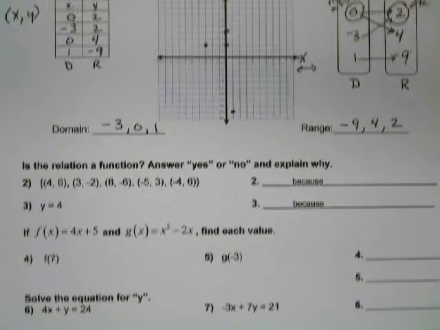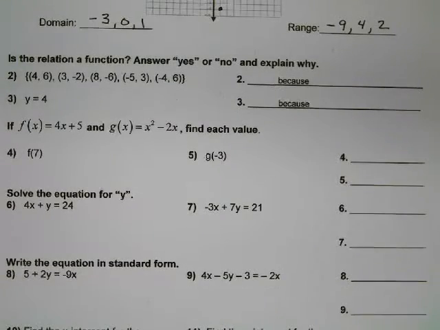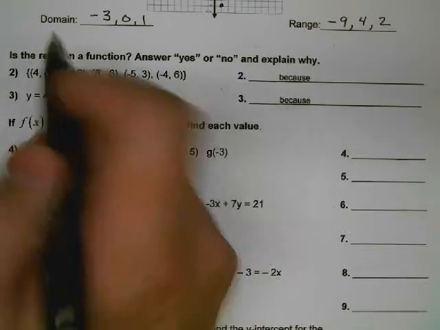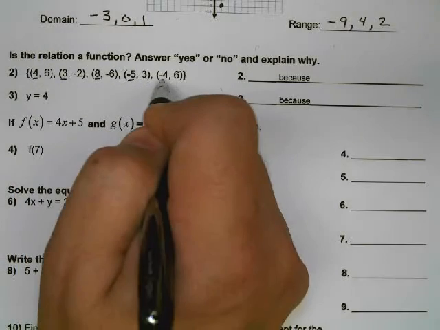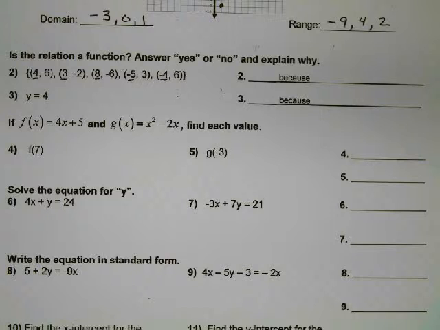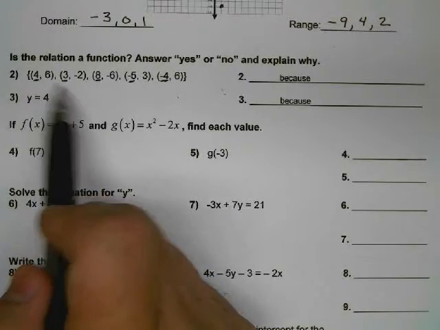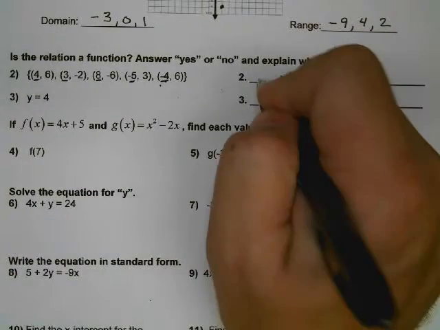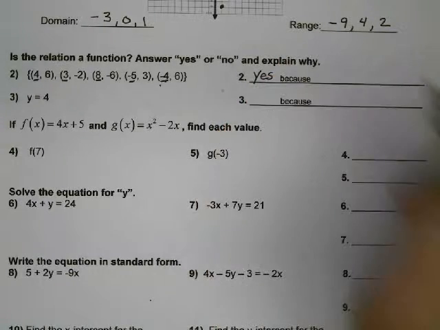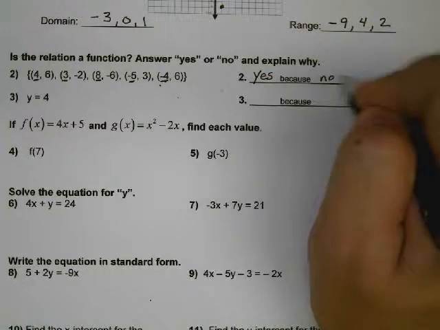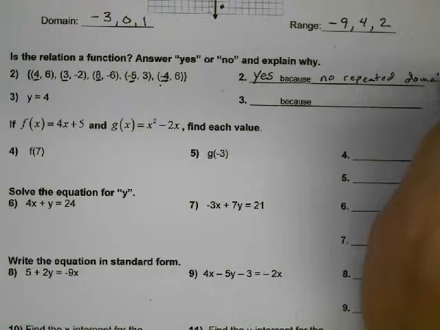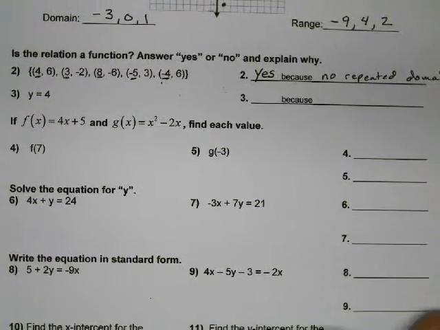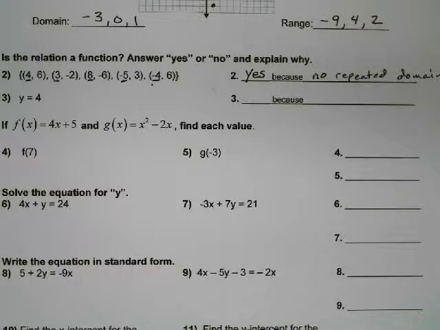So let's go ahead and let's apply that to our problem number 2. When I look at problem number 2, I want to look at the domain. So I want to look at the first values. Now, since there's not that many numbers, I can easily check these one by one, and I need to see if there are any repeats. There are no repeats in the domain, so since there are no repeats in the domain, we say yes. The reason is because there are no repeated domain values. So no repeated domain means that it is a function. In number 3, we'll do number 3 in a moment.